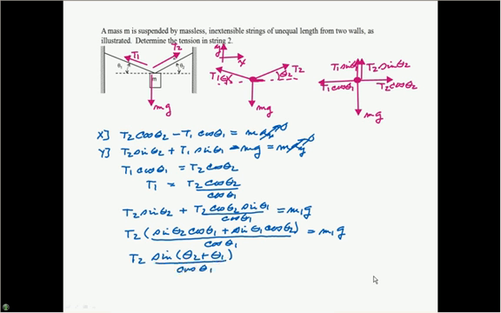This gives me T2 equals mg cosine theta 1 divided by sine of theta 2 plus theta 1.